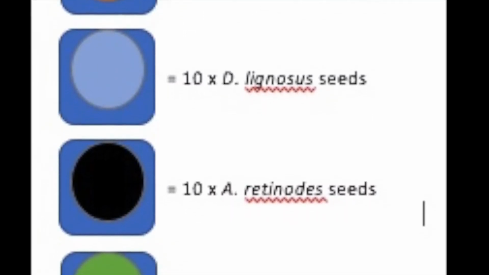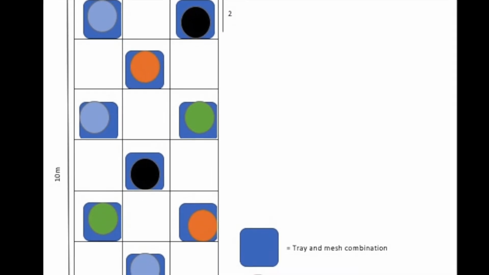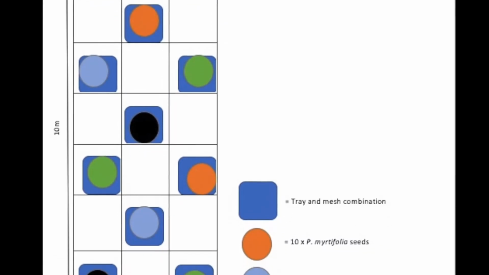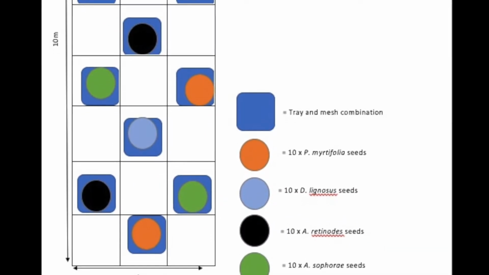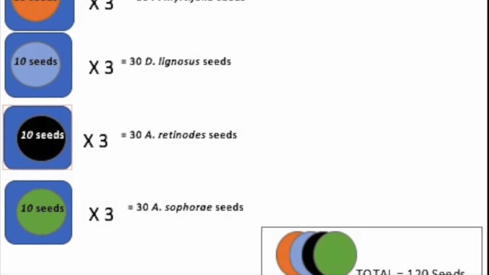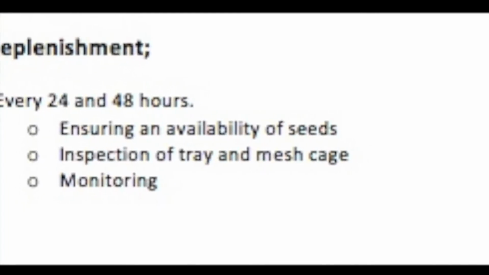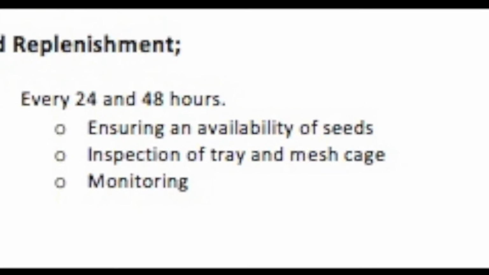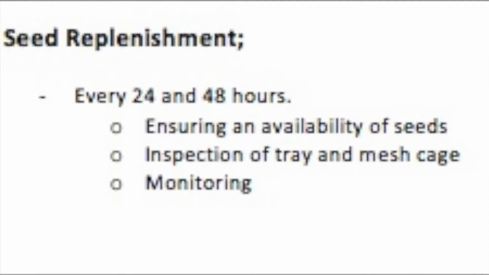wind and rain. Initially, 10 seeds were placed on each tray. 30 seeds for each plant species was used across the plot with an additional 3 replicate trays, meaning in total each 10 by 6 plot contained 12 randomly assigned trays with 120 seeds overall. Seeds were then replenished at 24 and 48 hours to maintain availability. Finally, a tally of the seeds removed was taken after 72 hours.